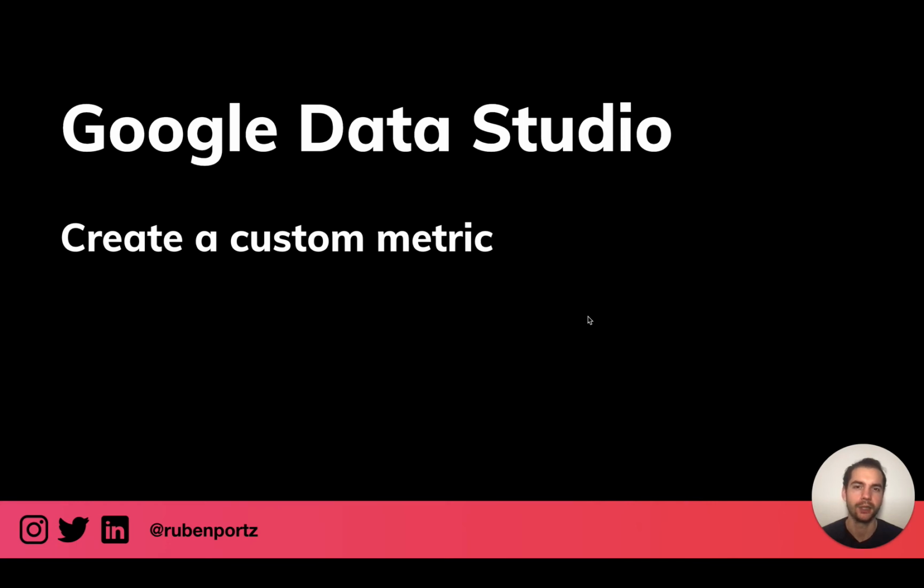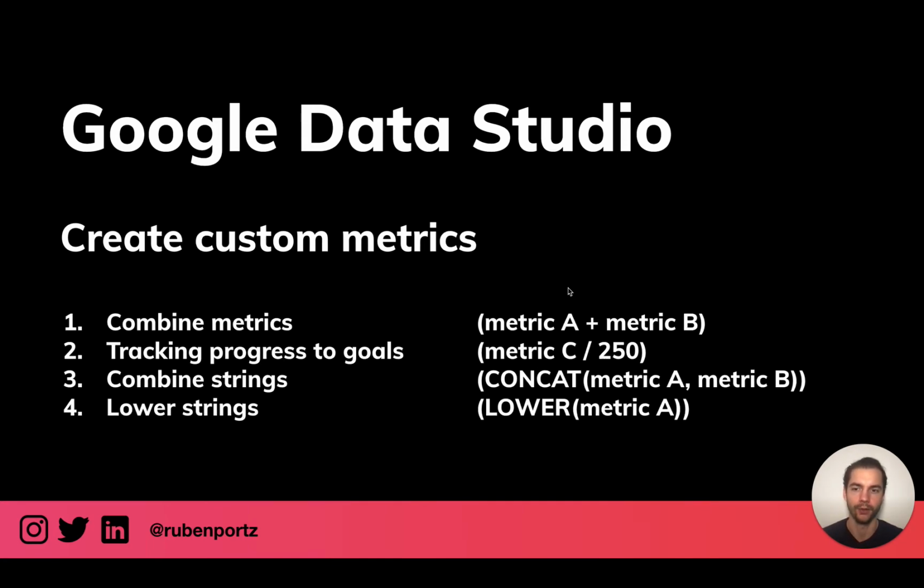In this video, we're going to create custom metrics inside our Data Studio report. There are a lot of use cases for this, but let me run through a few of them. One way we would use custom metrics is to combine different metrics. So literally summing up, for instance, metric A plus metric B, or dividing them to get certain ratios. You can simply use any form of calculation with these metrics.